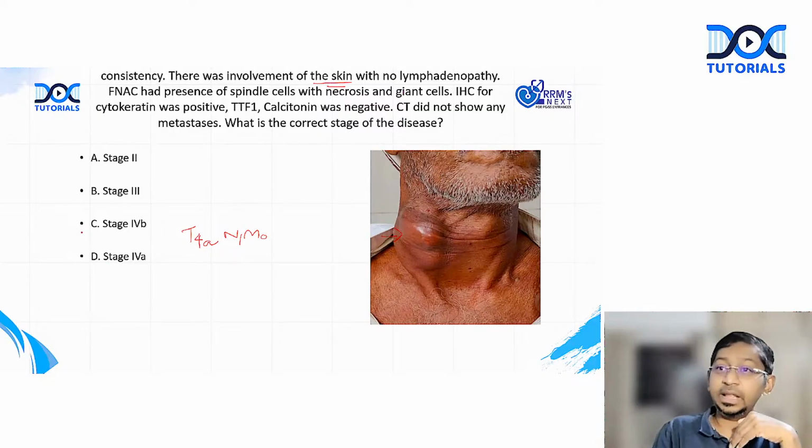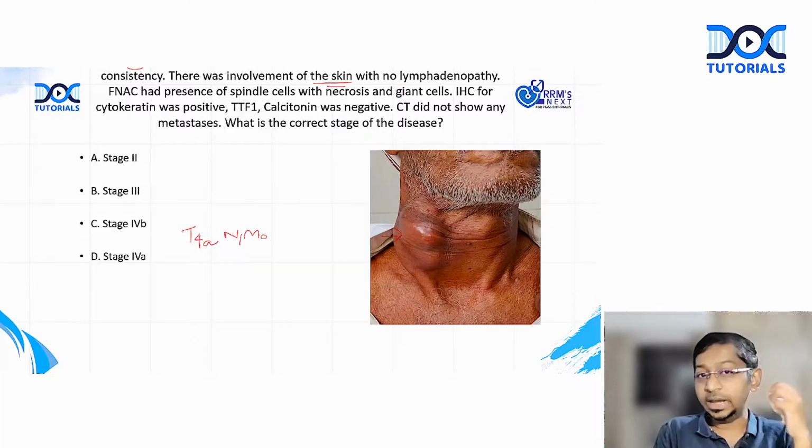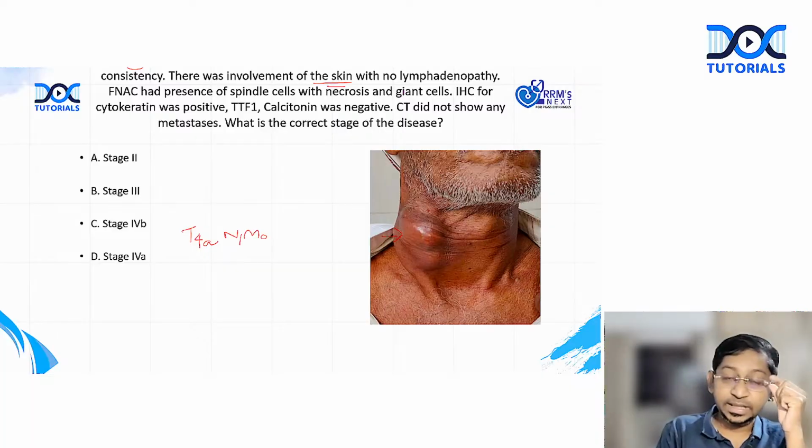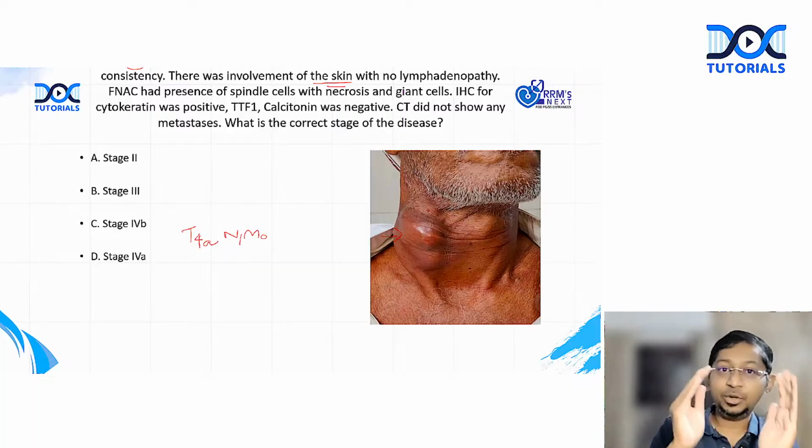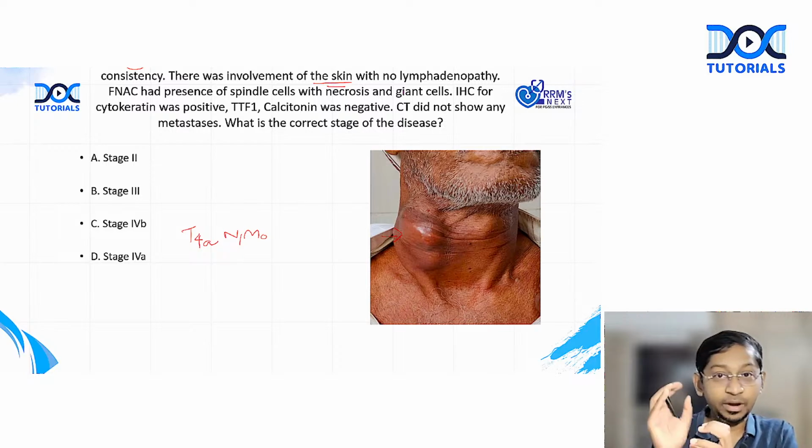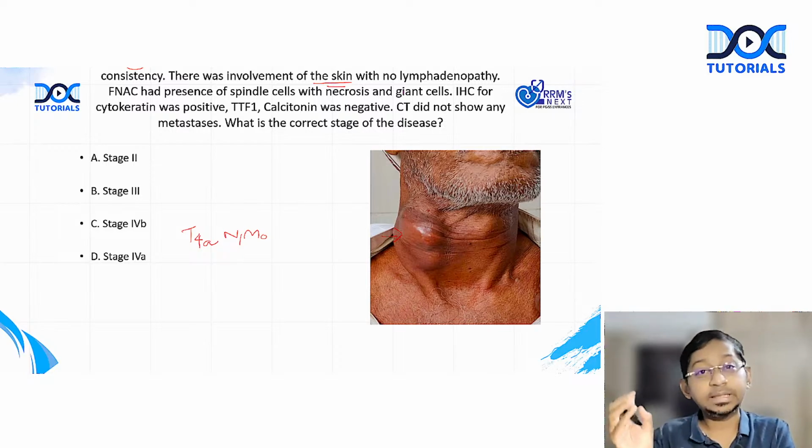So the correct answer, again, is given to remind you that the confusing part here is that it also gives you the age to compute. Now remember, the age has implications only in a well-differentiated thyroid cancer. So please read the question very carefully, pay attention to this point.